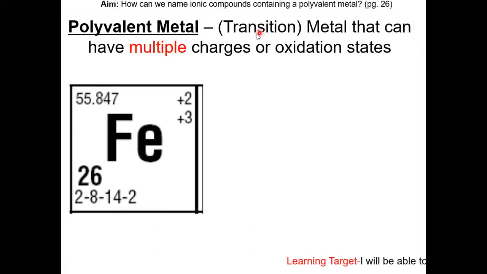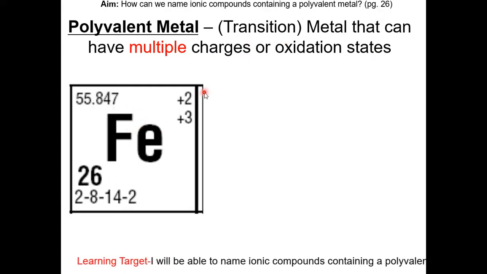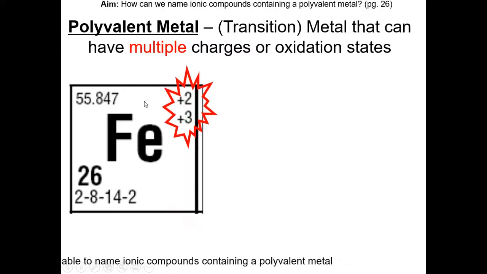Polyvalent metals are transition metals that can have multiple charges or oxidation states. Transition metals are located in the middle of the periodic table. Here's an example. This is iron. On your reference table, this is the oxidation state or the charges. If we notice, these metals have multiple charges or oxidation states. So iron can either be +2 or +3.